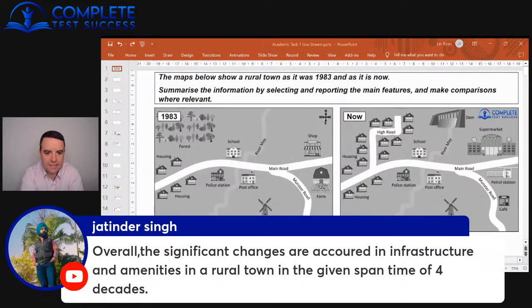Jatinder, overall, the significant changes occurred in infrastructure and amenities in rural. Okay, so we looked at that already.